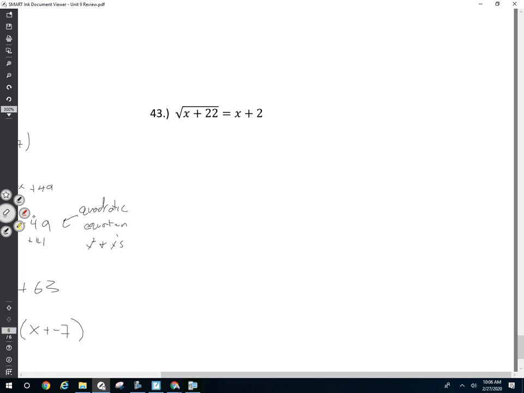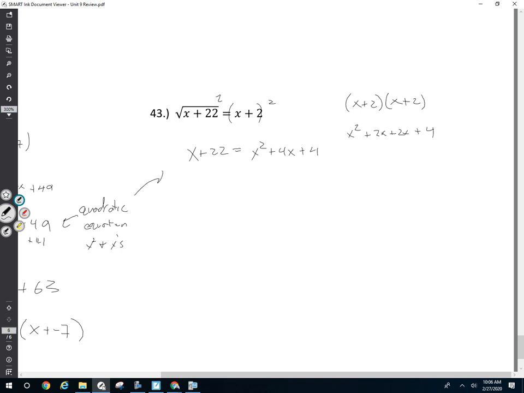All right, here's another one. We'll square both sides. I think I can finish this in time. I get x plus 22. And this is x plus 2 times x plus 2. That's x times x, 2 times x, the other 2 times x, and then 2 times 2. So these two numbers add together, and I get x squared plus 4x plus 4. Fantastic. It's a quadratic equation.